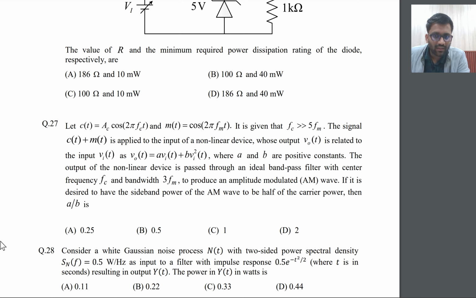But the problem comes here: the sideband power of the AM wave should be half of the carrier power. So here is the issue: what do you mean by sideband power and what do you mean by carrier power? Even if you know the basics of carrier power and sideband power, you would be able to solve it just by the concept of signals and systems. That's what I say: even if you haven't studied a subject, if the questions are related to a previous subject, you can still try attempting the question.